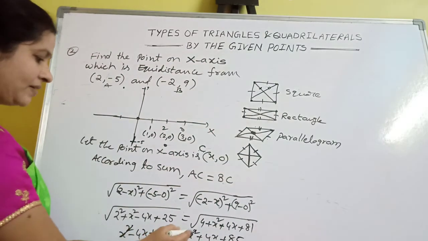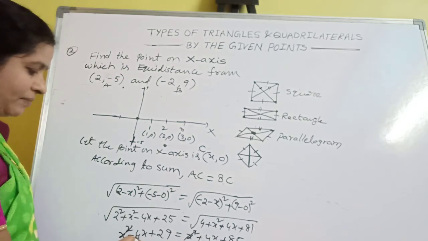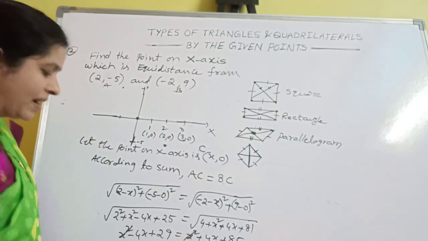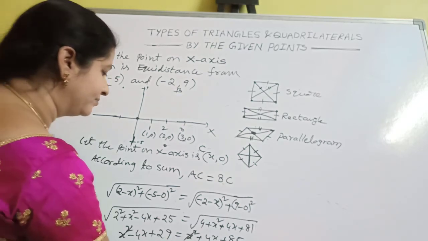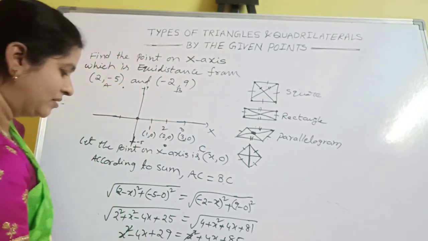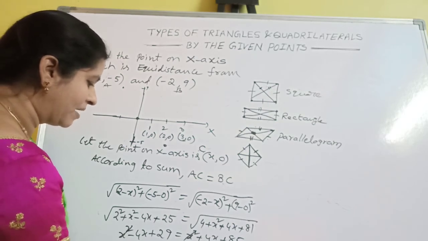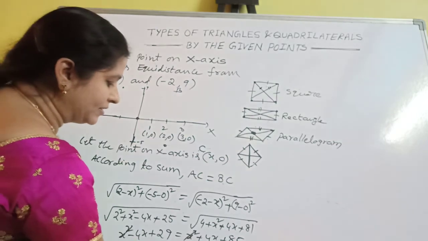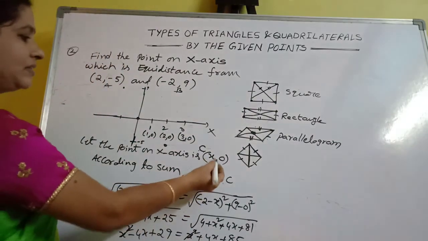The x square cancels. Here plus 4x, here minus 4x, so minus 8x equals 85 minus 29, which is 56. Therefore x equals 56 by minus 8, so with the minus symbol, minus 7. The x value is minus 7.